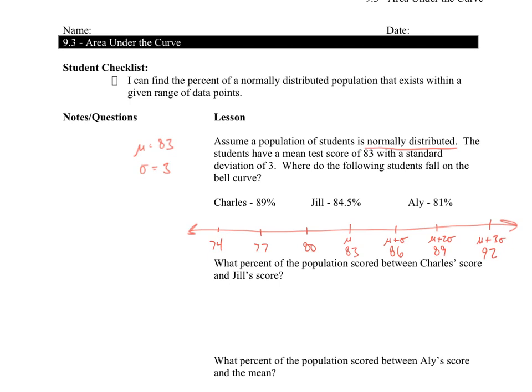So where do these people fit? Because their scores aren't all perfect in that they're not going to land right on these markers. Charles is in good shape because he's right here at 89%, which is right on the second standard deviation mark. So if I'm trying to figure out where Charles falls, that's very easy. He's right at 2 standard deviations.